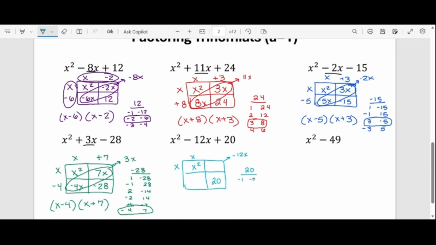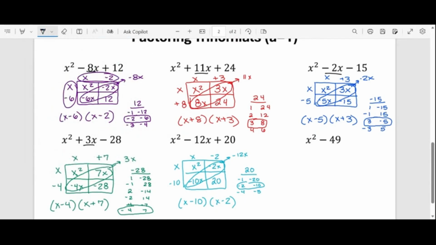So we could have -1 and -20, -2 and -10, -4 and -5, and -5's already on there. So obviously we're going to select the -2 and -10. So it'll be -2 and -10. This will be -2x and -10x, which will add up to that -12x. So our factor on this one's going to be x minus 10 times x minus 2.